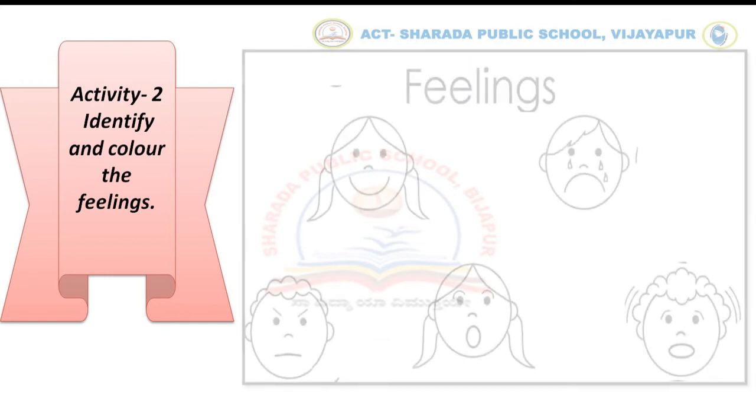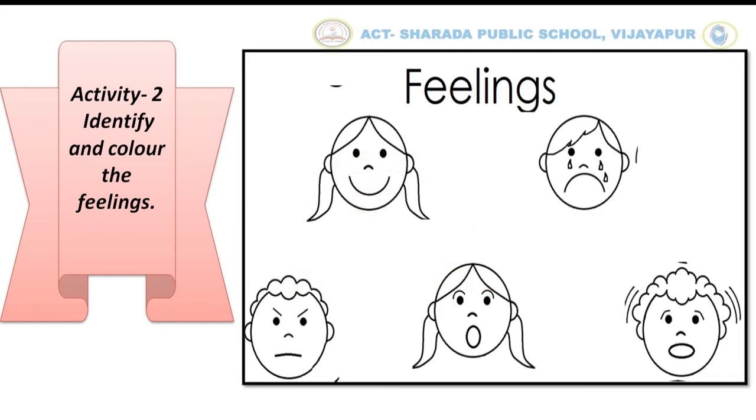In this activity, you have to identify and color the given feelings. For example, look at the first picture. Kids, can you identify which feeling it is? Yes, it is happy. Now, color the picture like this. The same way, you have to color the remaining ones. Okay, children? Let us move to our next activity.